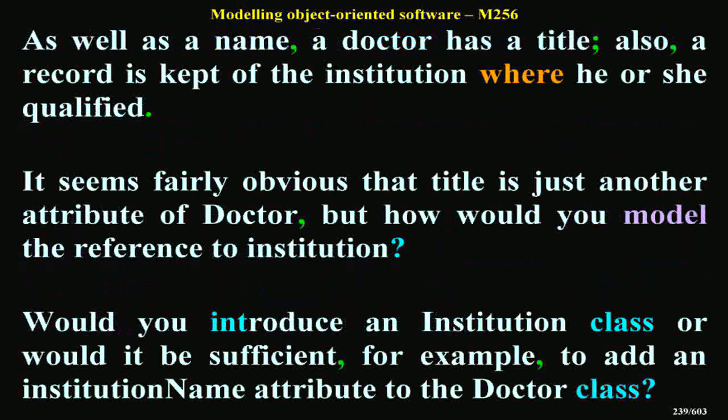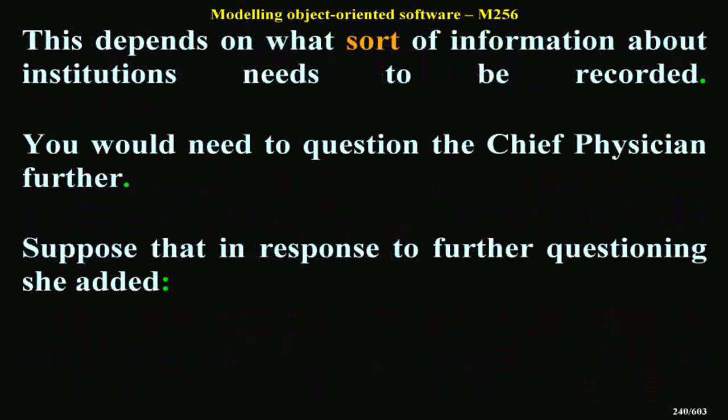It seems fairly obvious that title is just another attribute of doctor, but how would you model the reference to institution? Would you introduce an institution class, or would it be sufficient, for example, to add an institution name attribute to the doctor class? This depends on what sort of information about institutions needs to be recorded. You would need to question the chief physician further.